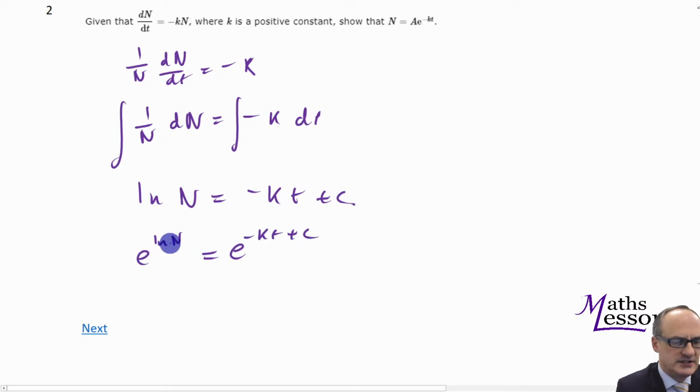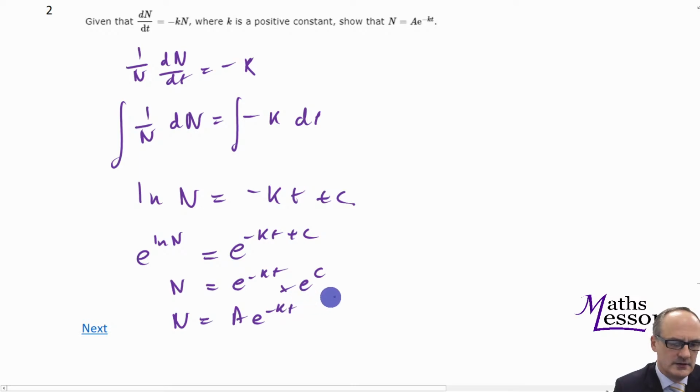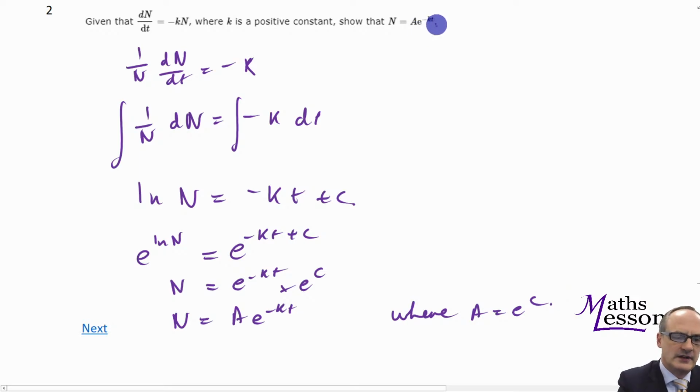And we can see e to the natural log of n is just n. Okay, they're inverse operations. Now, what we realise, we've got e to the minus kt times by e to the c here. And this is effectively a constant, so we're going to call that a, where a is equal to e to the c. And that's how we get the a into this. So as I said, we often do it this way.